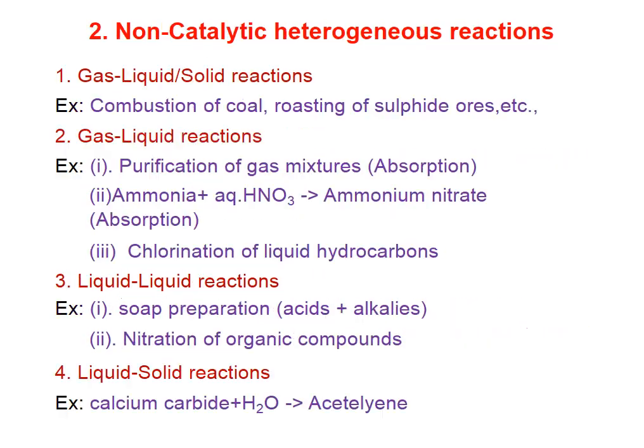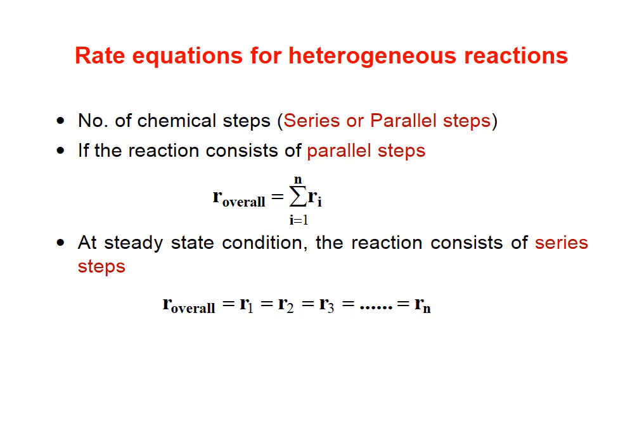So we see the catalytic and non-catalytic types of reactions, and based on that we solve the rate equations for heterogeneous reactions. Basically chemical reactions are of two types, a series reaction or a parallel reaction. The overall equation for a series reaction is given as rate of reaction 1 is equal to rate of reaction 2, equal to rate of reaction 3, and so on up to the rate of reaction n. Whereas for a parallel reaction, it is the summation of rates with respect to n reactions.